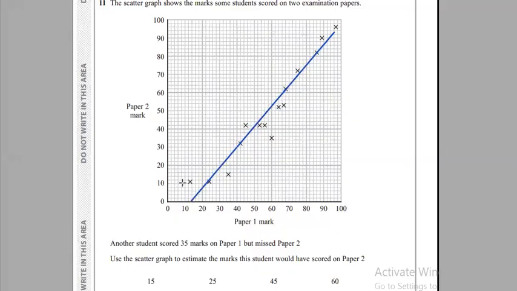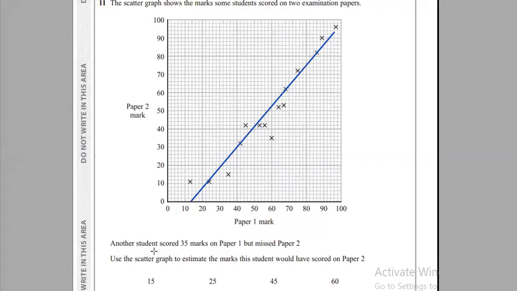Some of them will be on top, some of them will be down here, some of them on top like this, here, and some of them will be on the line. This is the line of best fit. The line of best fit will help you solve this problem. Now, we continue with the question. Let's use an arrow so we know the idea.